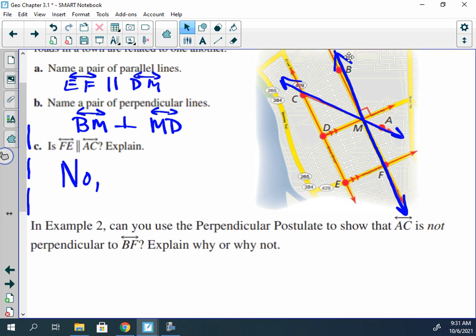I'm not going to make you write this whole thing out, because through line BF and point M, there's exactly one line that's going to be perpendicular to it. And we know that DM is perpendicular to BF. So AC cannot be perpendicular to it. We already have one line that is perpendicular to the given line, and AC is not it. Does that make sense?